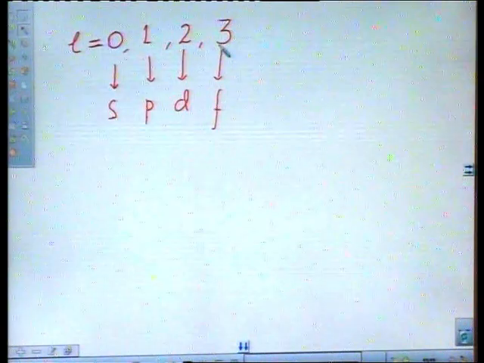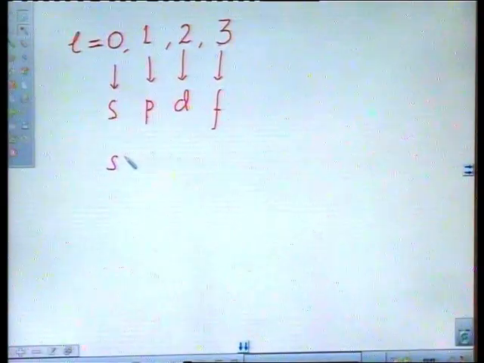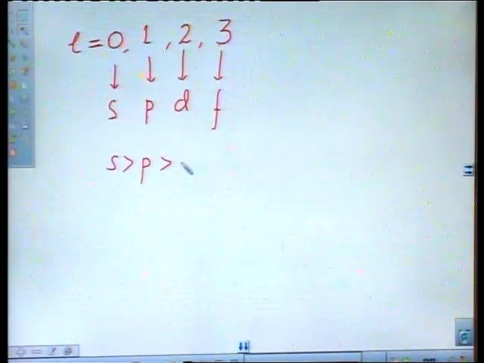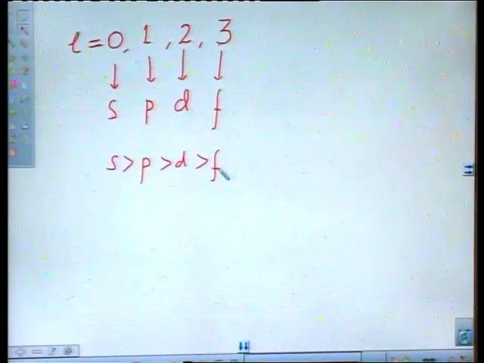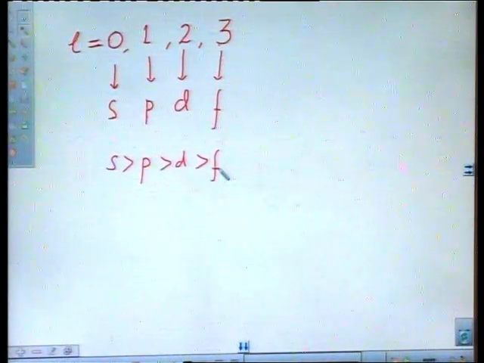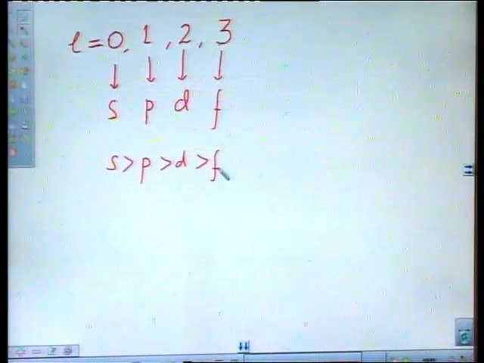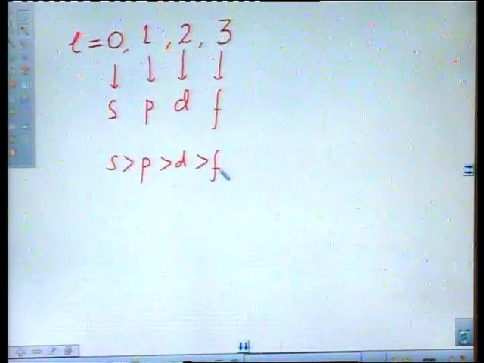For a quantum number, the energy of various subshells: the energy of S is more than P, that is more than D, and the energy of D is more than F. So, the S subshell has more energy than the P subshell, which has more energy than the D subshell, and the D subshell has more energy than the F subshell.